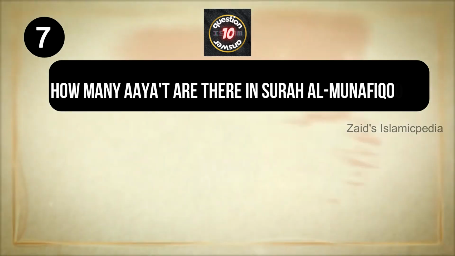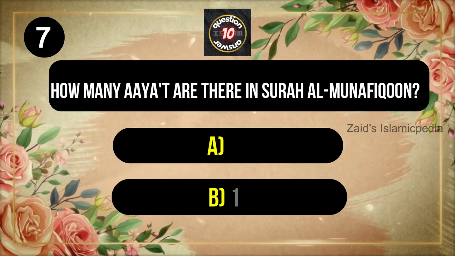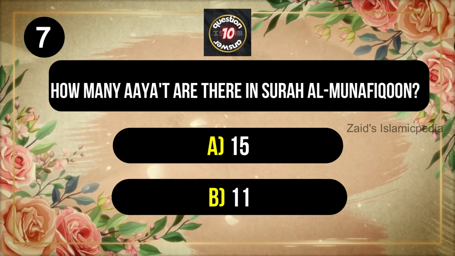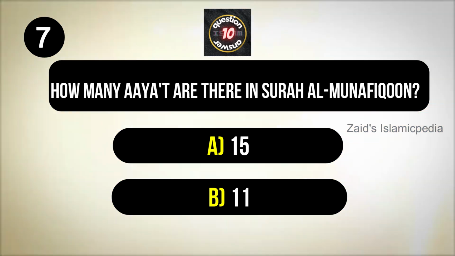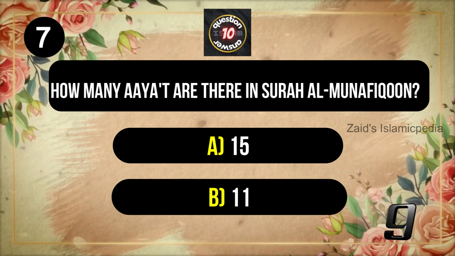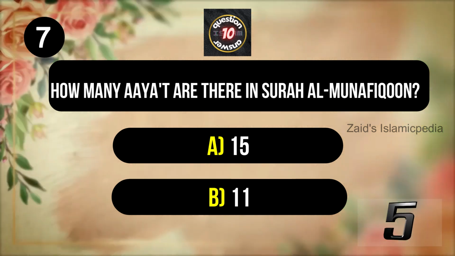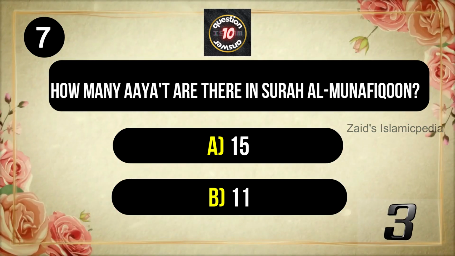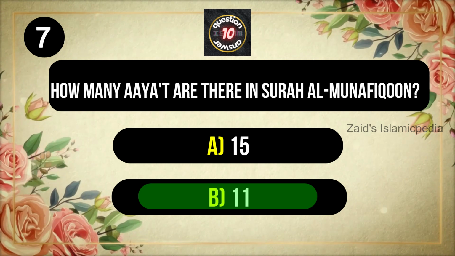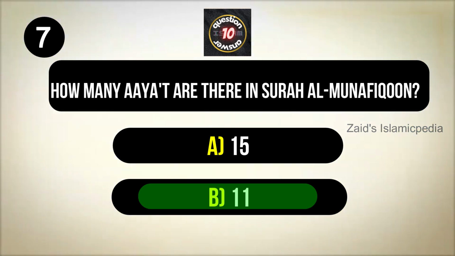How many ayats are there in Surah Al-Munafiqun? Your options are option A, 15, or option B, 11. The right answer is option B, 11.